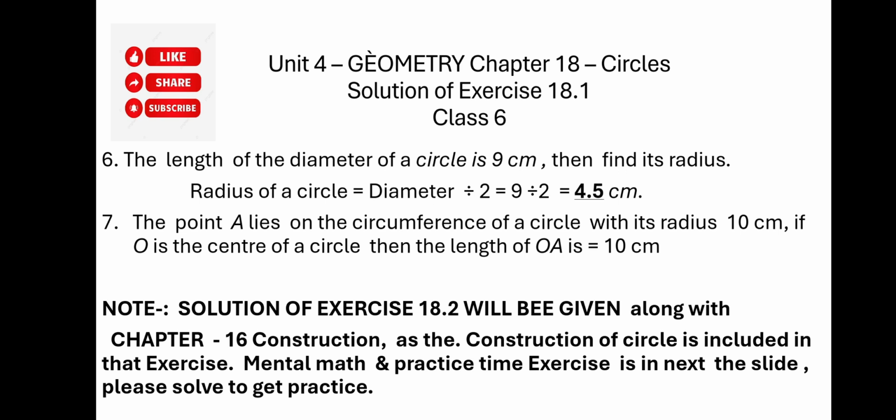Seventh question. The point A lies on the circumference of a circle with its radius 10 centimeter. See, it is on the circumference, so it is on the circle. If O is the center of the circle, then the length OA will be 10 centimeter because that is the radius. So the radius is the segment joining the center to any point on the circle. Therefore its radius being 10 centimeter, the distance OA is also 10 centimeter.